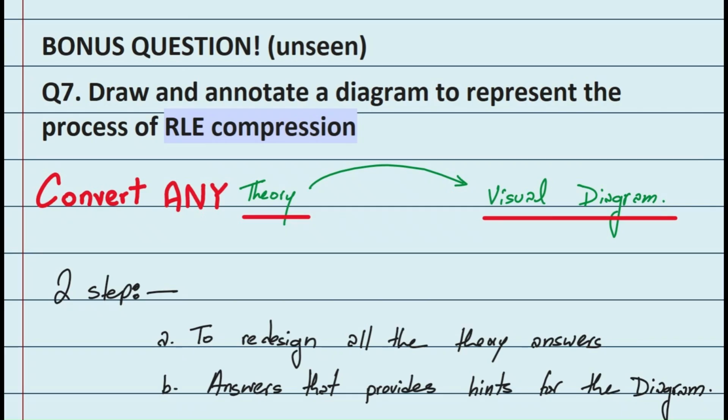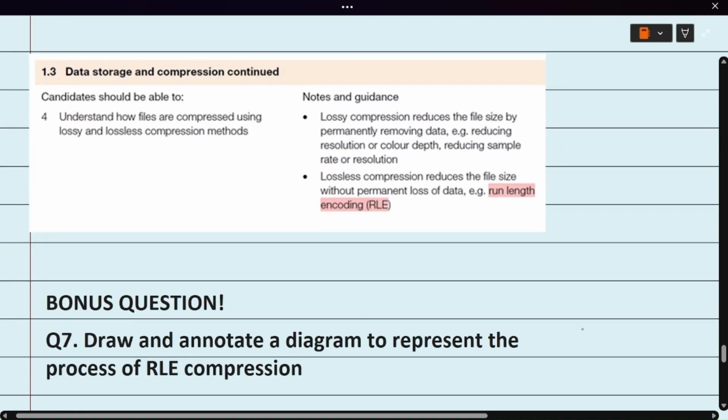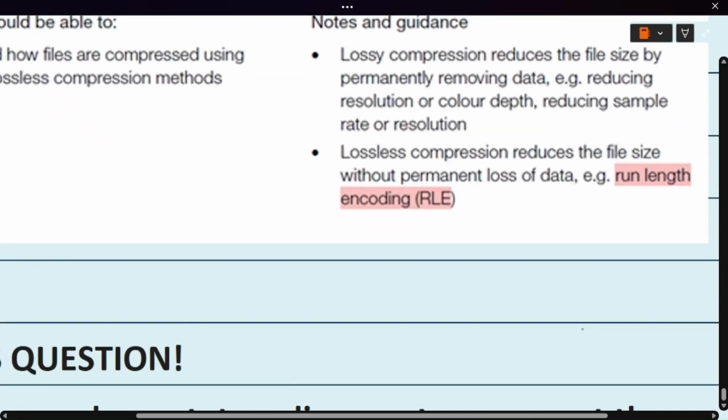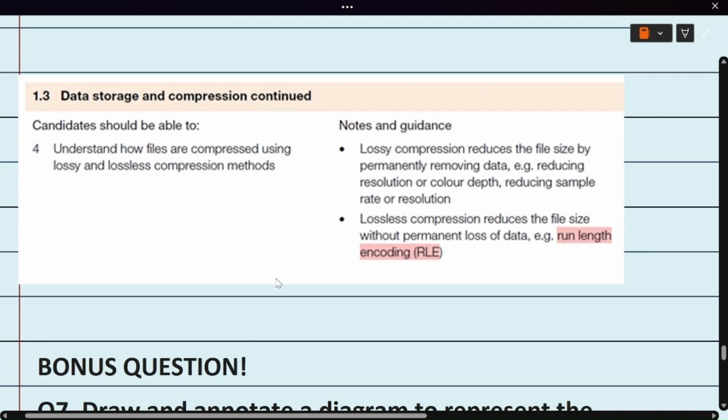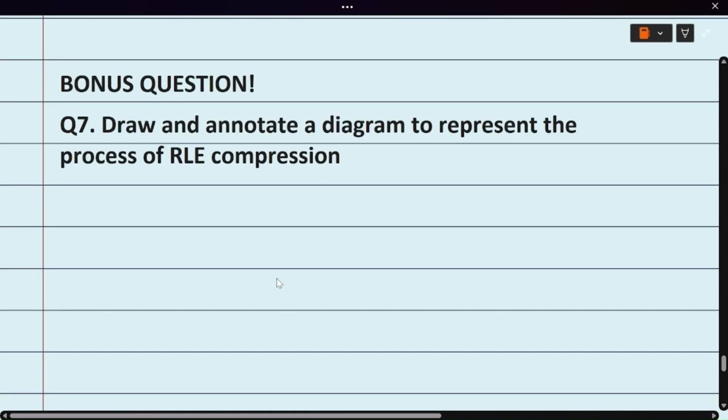Now the last question is the draw question, and the purpose behind the draw question is to help candidates visualize, not just memorize, but to visualize theoretical answers. So the third subtopic of chapter 1 is data storage, and in here we have a part. The question is: draw an annotated diagram to represent the process of RLE compression.